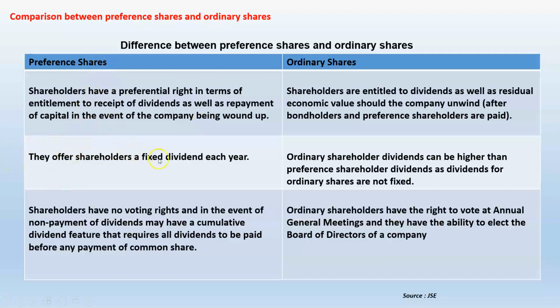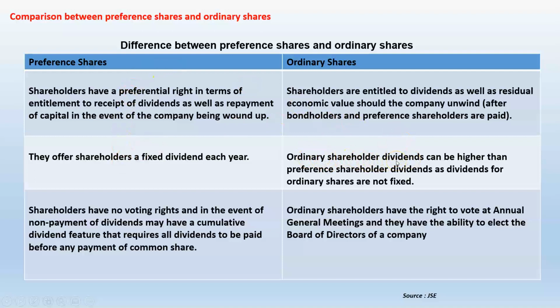They know exactly how much dividend they're entitled to because there's a fixed dividend percentage attached to the preference share. So he knows how much he is entitled to, and that needs to be paid to him before the ordinary shareholder can receive any dividends. Now, if there's not a lot of profits, maybe the ordinary shareholder is going to receive less dividends than the preference shareholders. But if the company performs well, then the ordinary shareholder is going to receive more dividends than the preference shareholder.